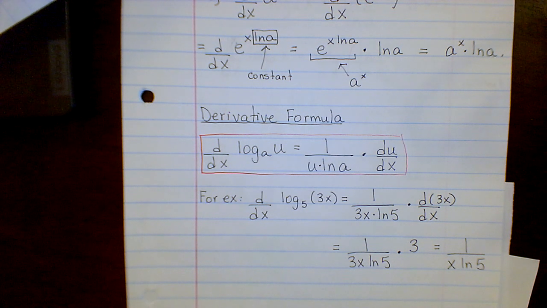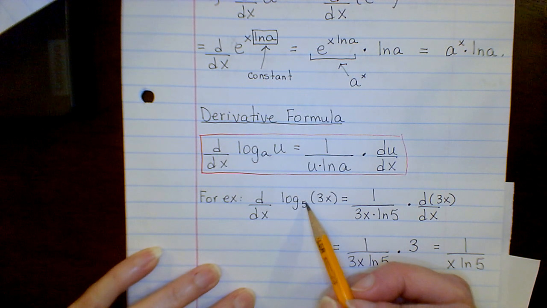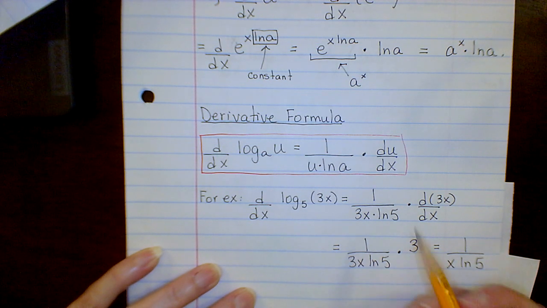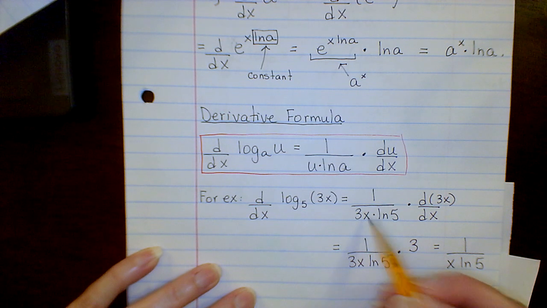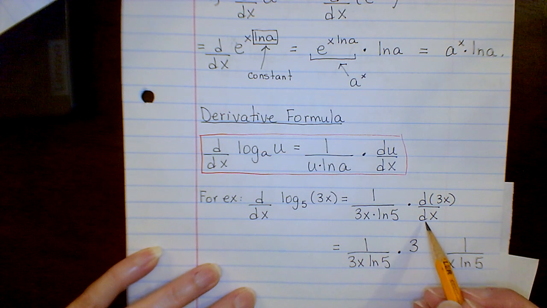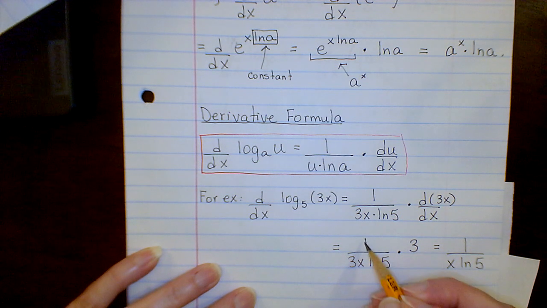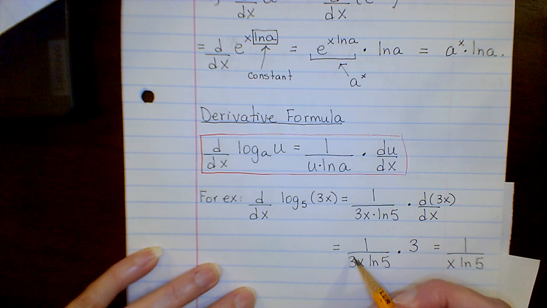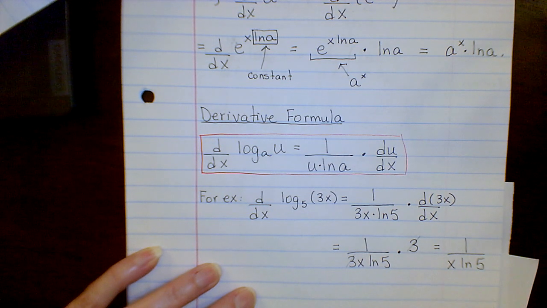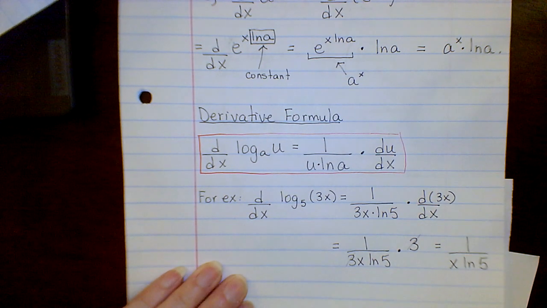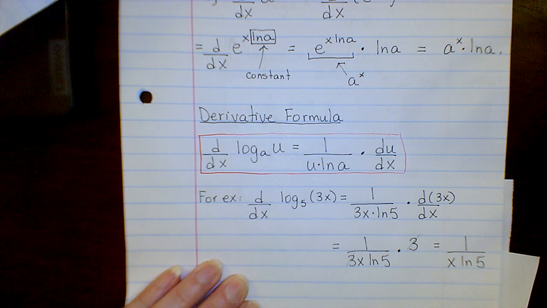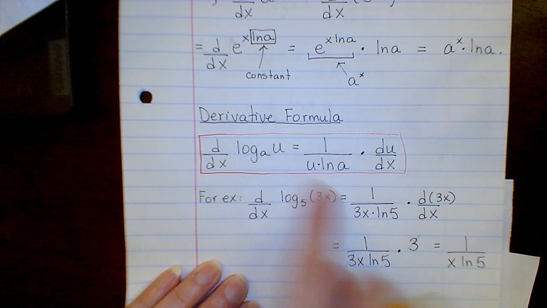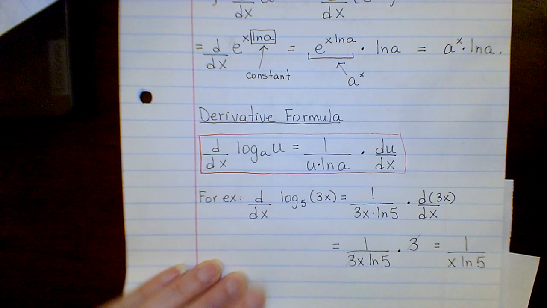So if we had log base 5 of 3x and we're going to take the derivative of that, then 5 is my a and 3x is my u. So 1 over u ln a times du dx. So that's the derivative of 3x with respect to x. So that would be 1 over 3x ln 5 times the derivative of 3x. And those 3's can just cancel off, and we just get 1 over x ln 5. So I just want to show you immediately right after the formula how it would work with something a little more normal and a little less lettery.